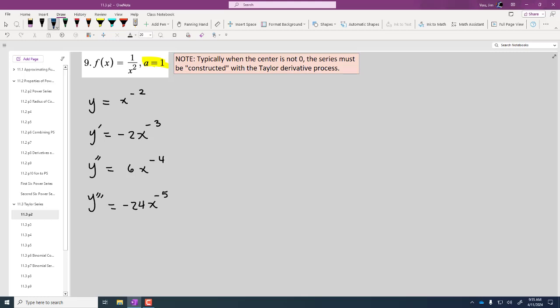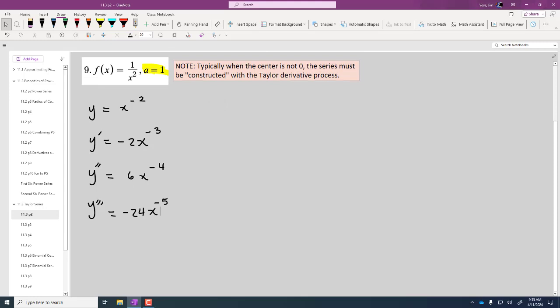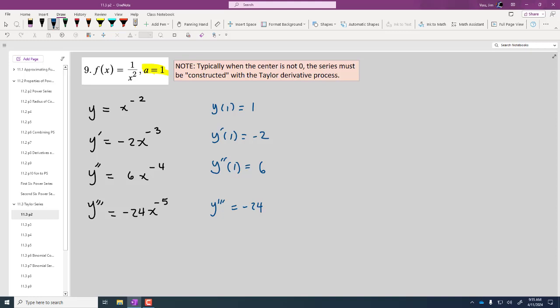All right, so now we have to do the evaluation of our function and its derivatives at the center. So we're just going to come on through and evaluate, same thing that we did for Taylor polynomials. Nothing has changed. A Taylor series is just a long Taylor polynomial. Okay. Now we're ready to build. So our Taylor series, let's call it T of x.